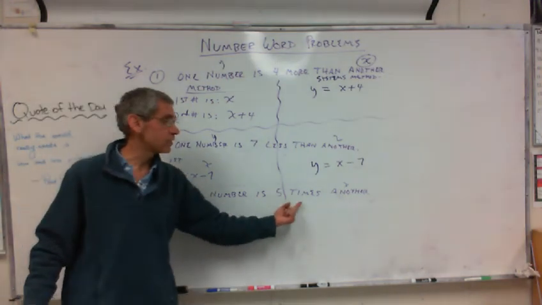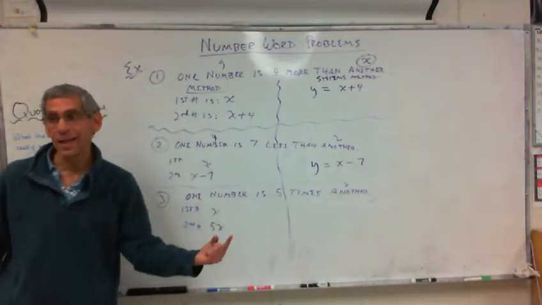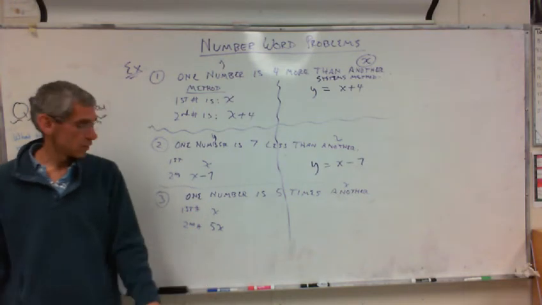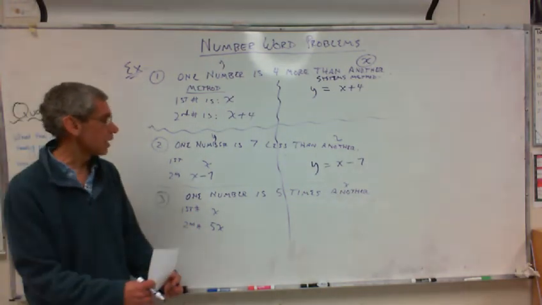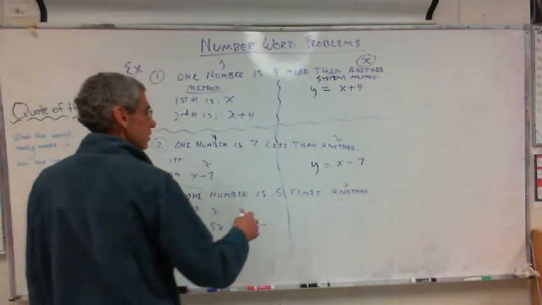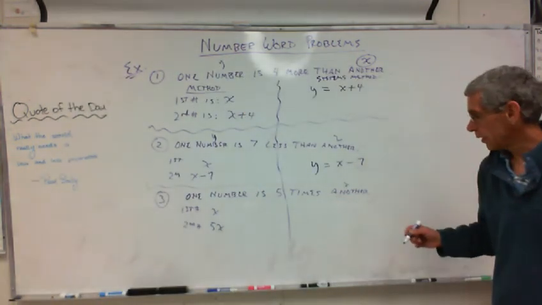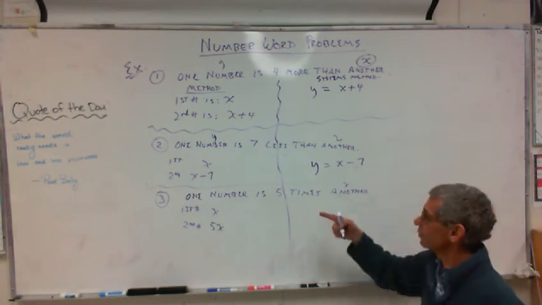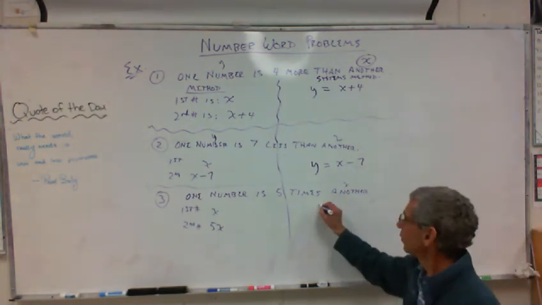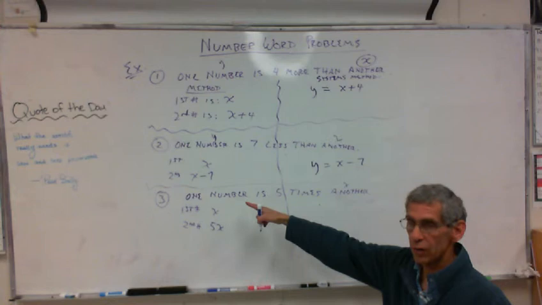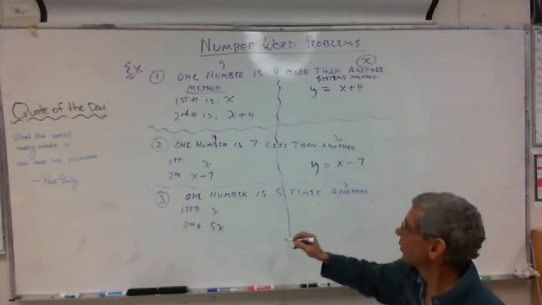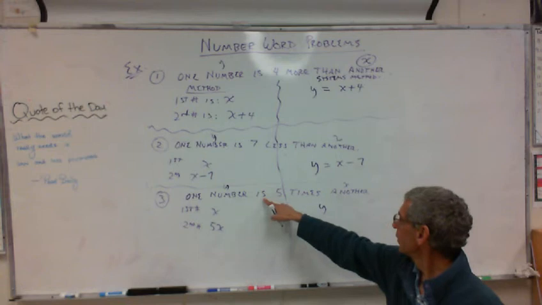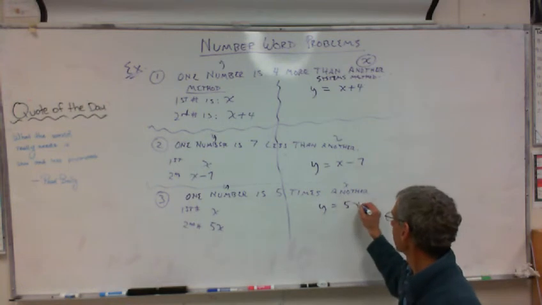And then this one says 5 times another. It doesn't say less than or more than. It says 5 times. Times is multiply, right? So it would be 5 times x. Now, if I was going to do this one as a system of equations, Noah, how would you write this as an equation with two variables? You just do 5x equals y? No. One number is y. This is y. So y, oh, yeah, so y equals 5x. There you go. That's it.